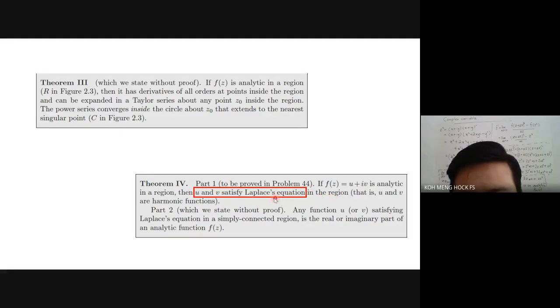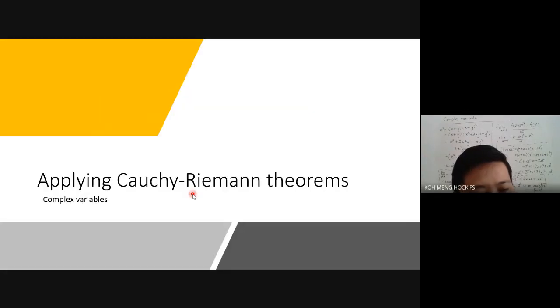This is very interesting because now if f is analytic and I give you u, you can try to find for me what v is. If f is analytic and we know u, we can find v. If we know v, we can find u. And this is based on the Laplace equation. Right, so now we will look at the applications of the Cauchy-Riemann theorem.